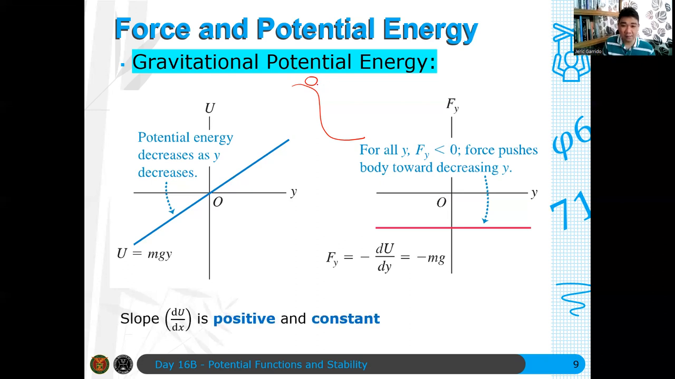Therefore, since this is downward, what will happen? If this is some height h, saan pumunta yung object? Sa higher potential energy ba? O sa lower potential energy? Saan siya pumunta? Of course, it should be from higher to lower potential energy. Therefore, ang natural tendency ng force ay pumunta.